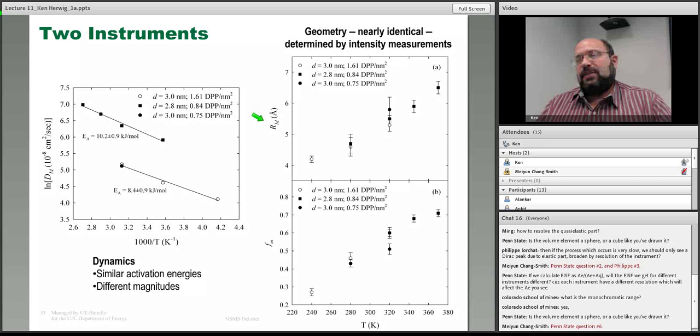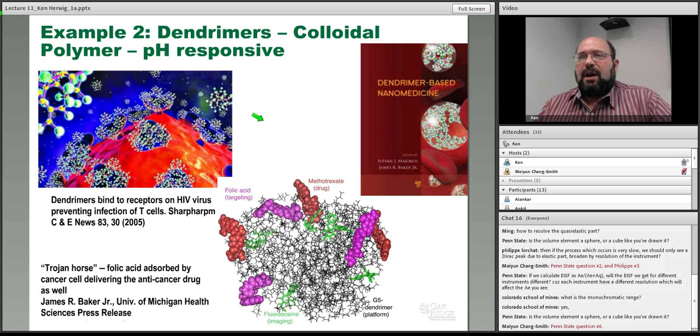So you can take a look at the second example. This is one of dendrimers, and they have a wide range of usefulness across medicine in particular. And let's go to another slide.